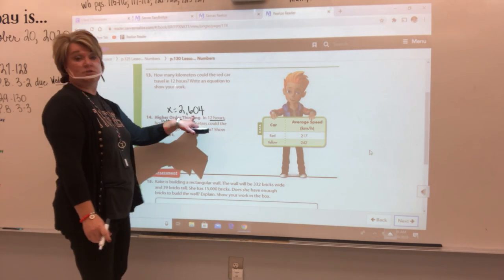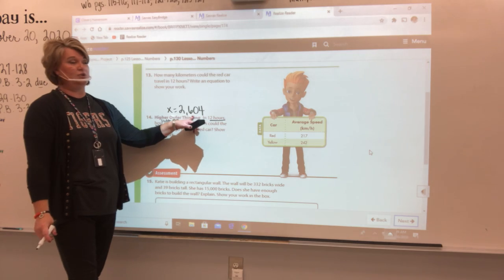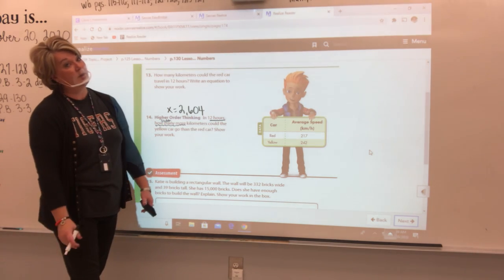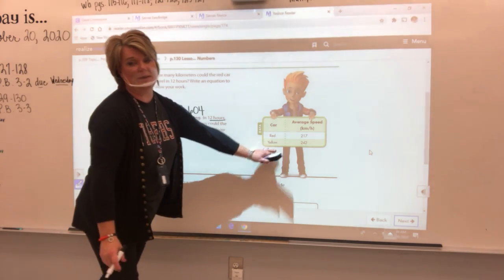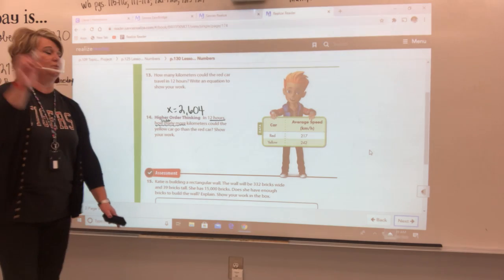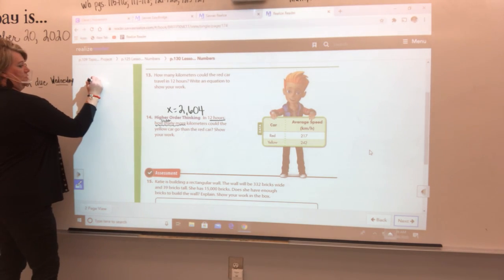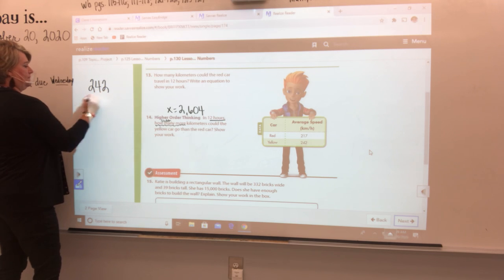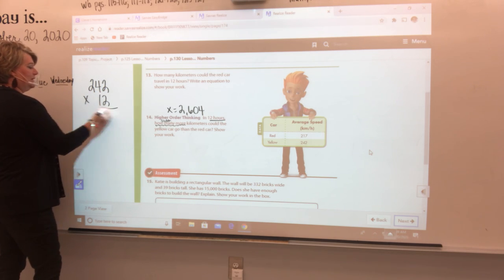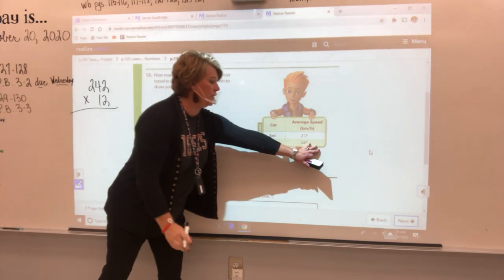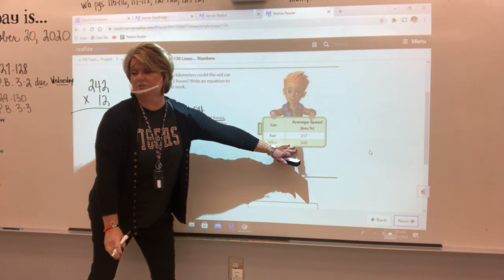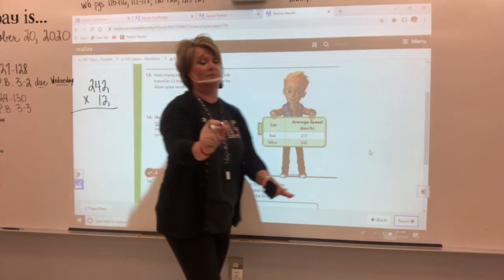Well, we already know the answer for the red car in 12 hours. What do we not know? The yellow car. Somebody tell me what to do. Luke. First, you're going to put 214 times 12. I totally agree. Now this is what he did. He took the yellow car and we're going to have to multiply that times 12. That's the first thing. We're going to freeze for a minute.